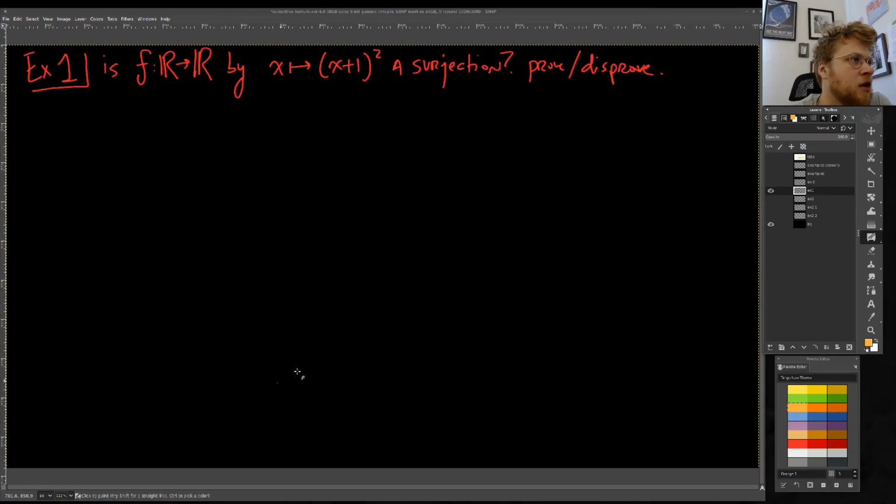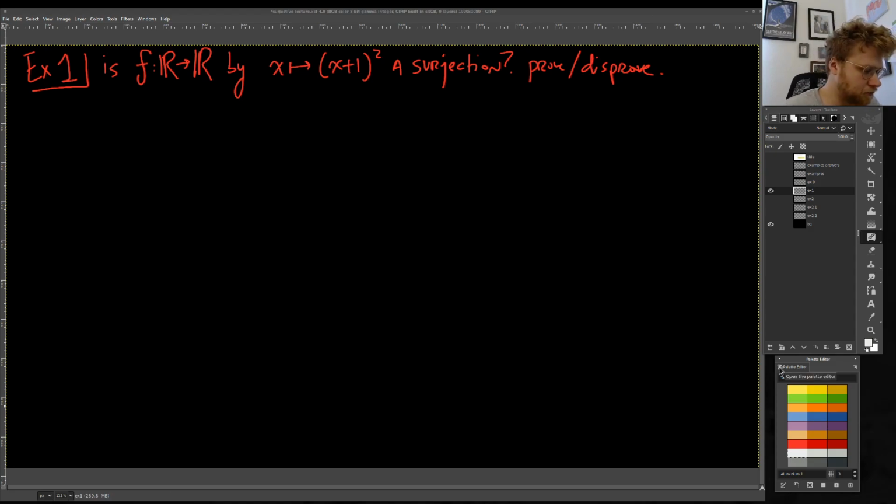Okay, so example 1, I'm calling it: is x that maps to this a surjection? Prove or disprove? I want to not graph this right away. If you think about the graph of what this would look like, you might be able to see the answer right away. But I want to show you what happens if you just follow the steps of proving something's surjective if you're not careful.